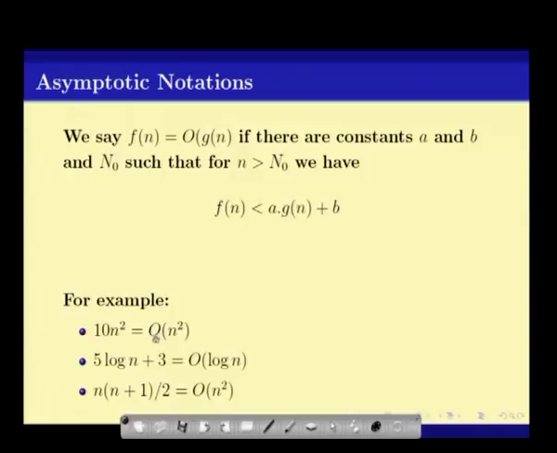For example, one can say that 10 n square is O of n square, or 5 log n plus 3 is O of log n, or something like n into n plus 1 by 2 is big O of n square. This is a very important notation that we use a lot for our simplicity. So, when we say that the running time is O of n square, it means that it is some constant factor of n square.